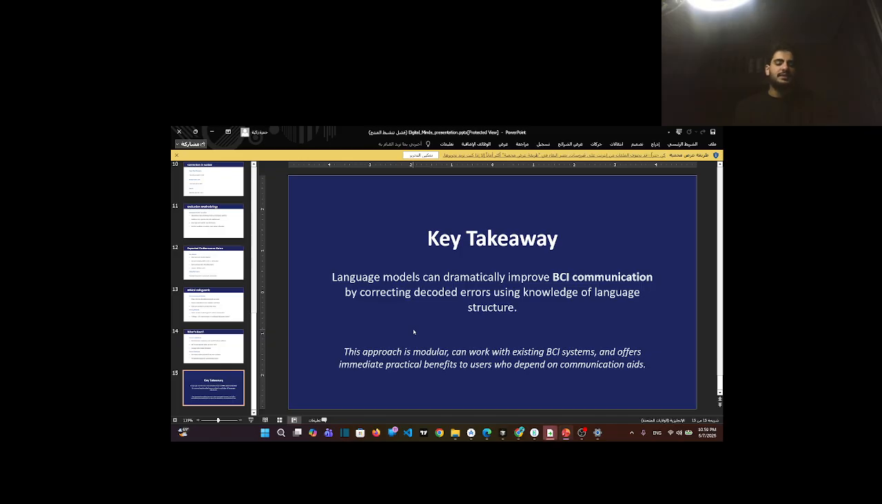At the same time, the system must be designed carefully. It should respect the user's autonomy, protect privacy, and avoid changing the user's intended meaning. Overall, our project shows that combining BCI systems with large language models can create a more reliable and human-centered communication system.